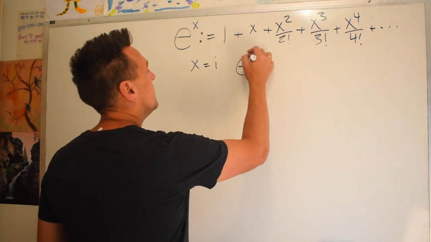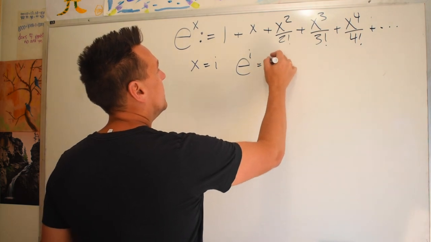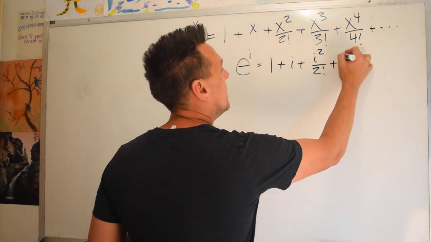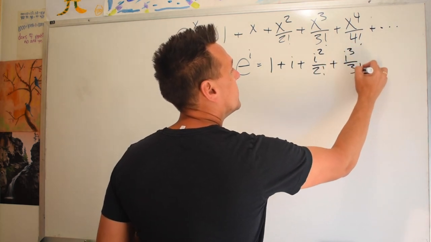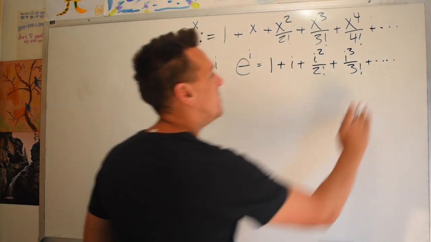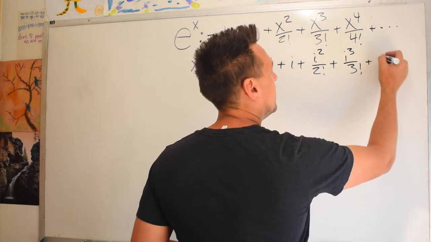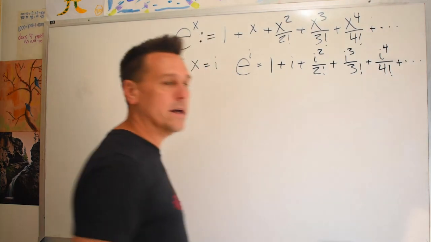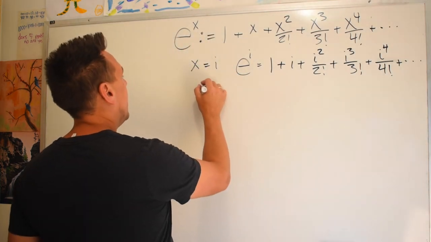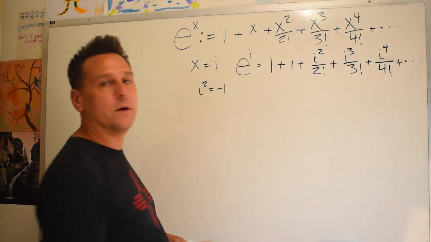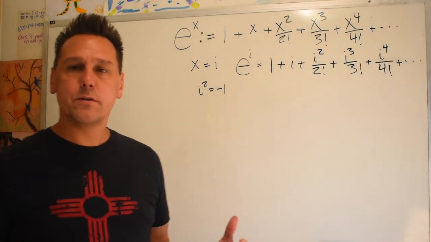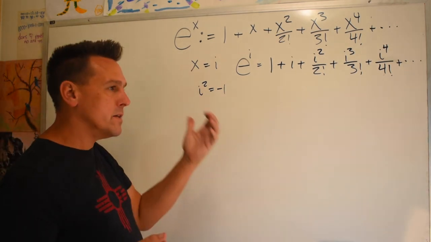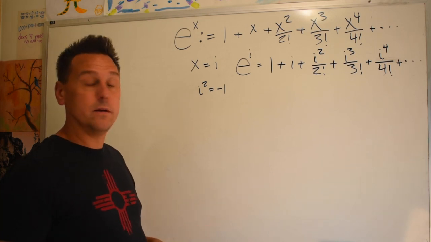So e to the i is going to equal 1 plus i squared over 2 factorial plus i cubed over 3 factorial plus, well, maybe I'll do one more because I have one more up there, i to the 4th over 4 factorial. Also, something nice happens when you take i's 4th power. So again, i is defined as something that when you square it, you get minus 1. And even though i might feel weird to us, and this is historically how complex numbers came about, we can still do algebra with it, so let's go for it.